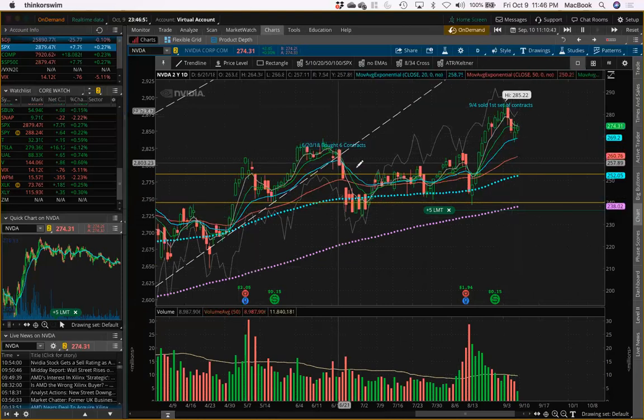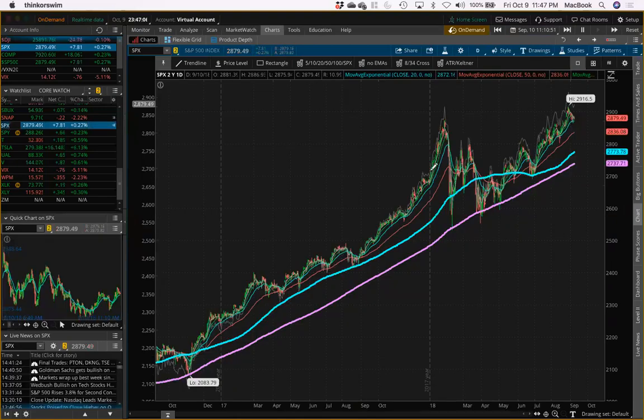So let's see here. Bouncing off the 20. We kind of paid for it last time when it didn't. What's the S&P doing right now?